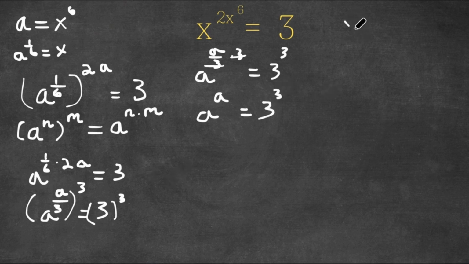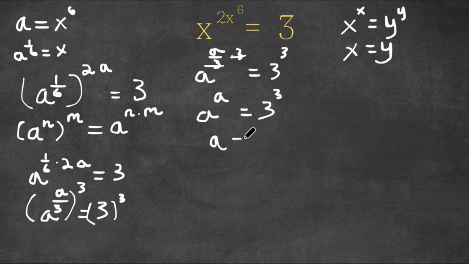Now if we have something in the form x to the power of x is equal to y to the power of y, then this means that x is equal to y. So let's say a is x and 3 is y. This means that a to the power of a is equal to 3 to the power of 3. Also means that a is equal to 3. So 3 is our answer for a.